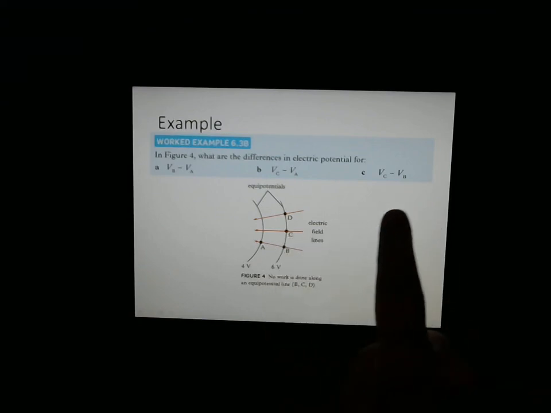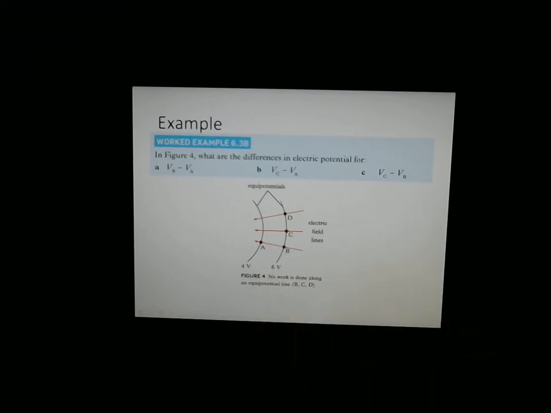C is on the 6 volt line, B is on the 6 volt line. 6 take 6 is equal to 0. So no voltage in this case, or no potential difference, no voltage difference. Hopefully that makes a bit of sense, but you can go and look at the worked example in the textbook if you'd like. But hopefully you didn't need me to write that down.